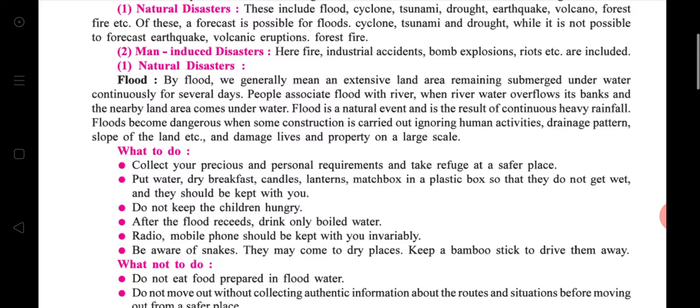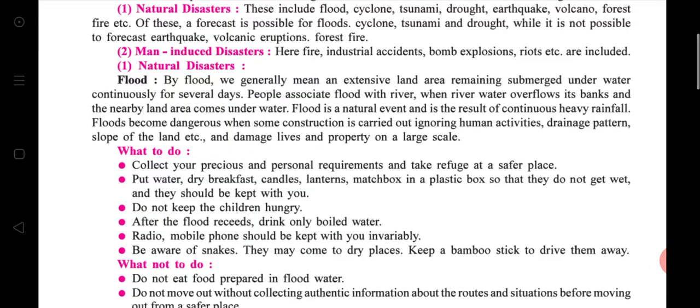So we'll start the natural disasters in detail. First natural disaster is flood. By a flood, we generally mean an extensive land area remaining submerged under water continuously for several days. That means for many days.